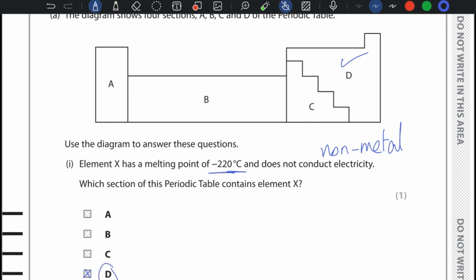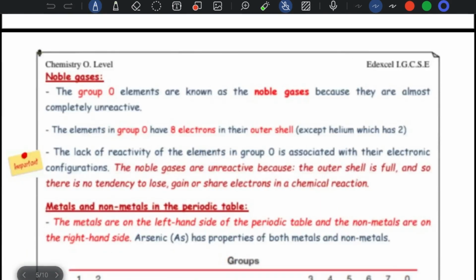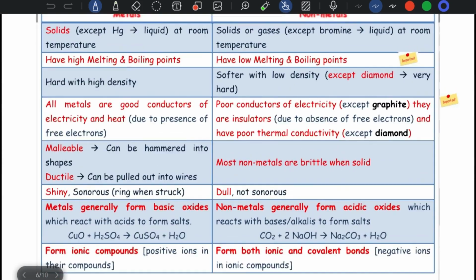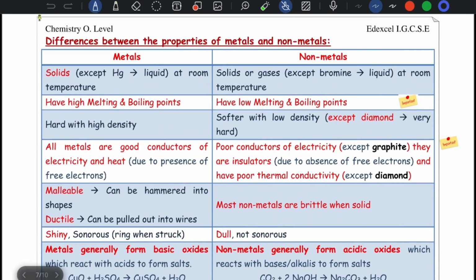Let's check this from our notes. If you look at the differences between metals and non-metals, you will find that non-metals have low melting and boiling points. Also, non-metals are considered poor conductors of electricity, except graphite, which is a good conductor of electricity and is used in electrolysis.